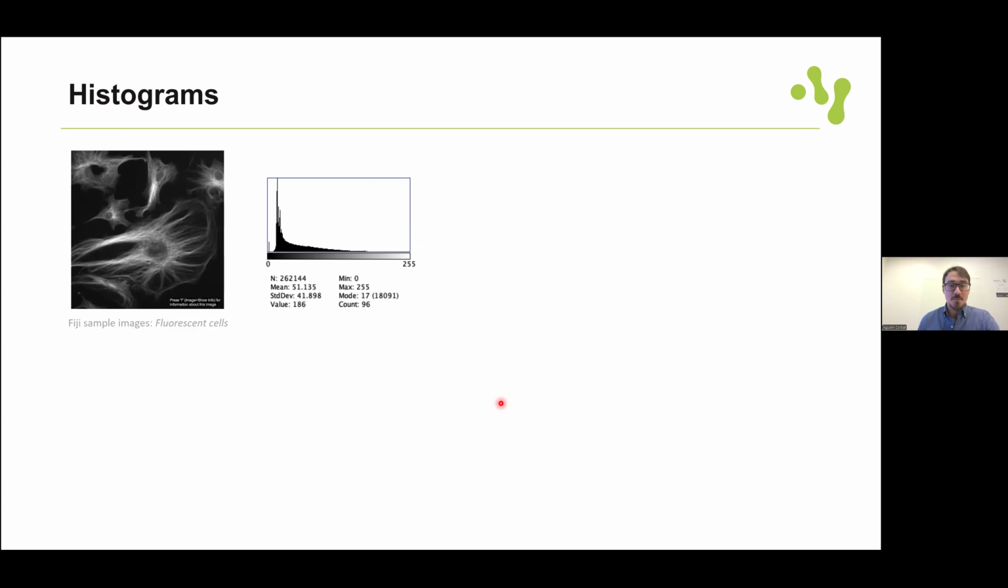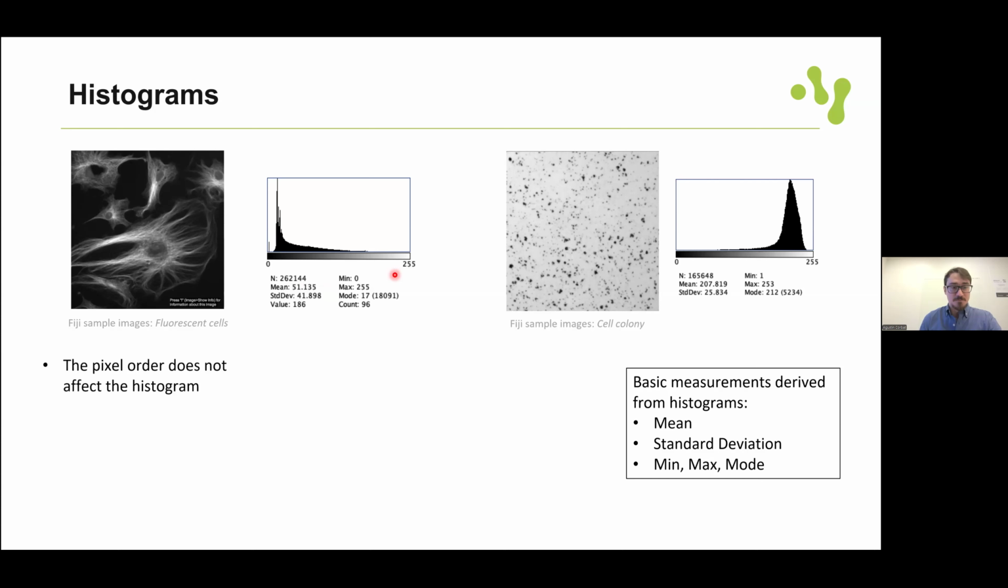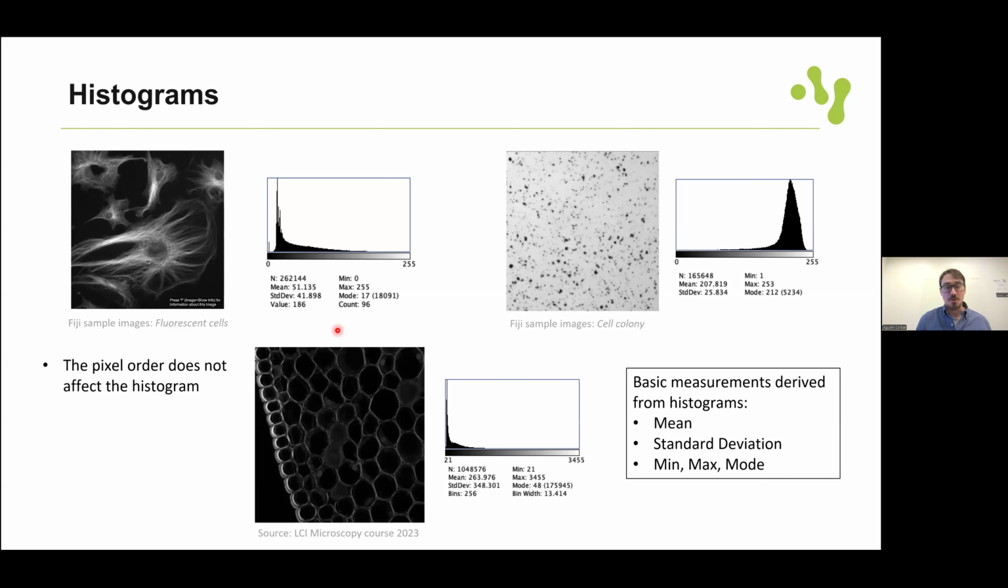There's another thing that will give us information about intensities, and this is histograms. We went through this a couple of times during the course, and we can get basic measurements from them, such as the mean, standard deviation, the minimum and maximum. Pixel order does not affect the histogram, as you know, and you can already see, for example, how different an image from a fluorescence microscope is from a bright field image, because the pixel intensities of the background often occupy most of the histogram. So you can see in one case it's all skewed to the left, and the other one is all skewed to the right.